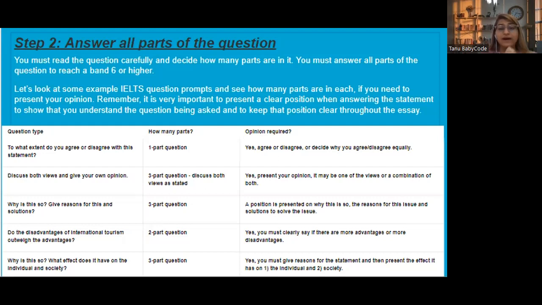Next question, why is this so? What effect does it have on the individual and society? So you can see here, why is this so? This is first. Effect on individual is the second one, and effect on society is the third one. So you need to answer three parts of the question. You must give reasons for the statement, that is, why is this so. Second, you have to talk about effects on the individual, and third, you have to talk about society, right?